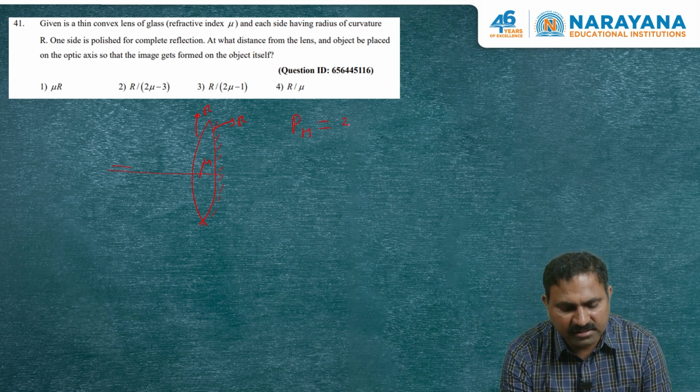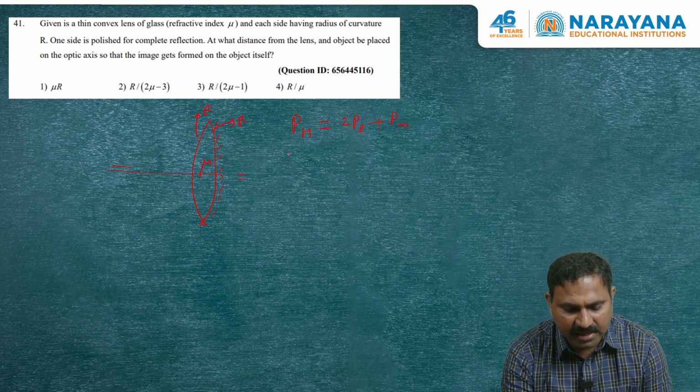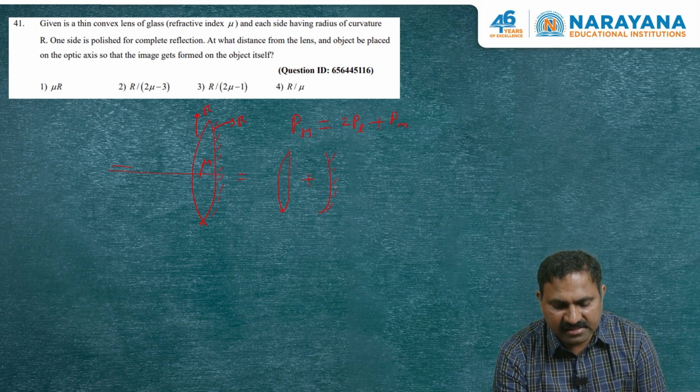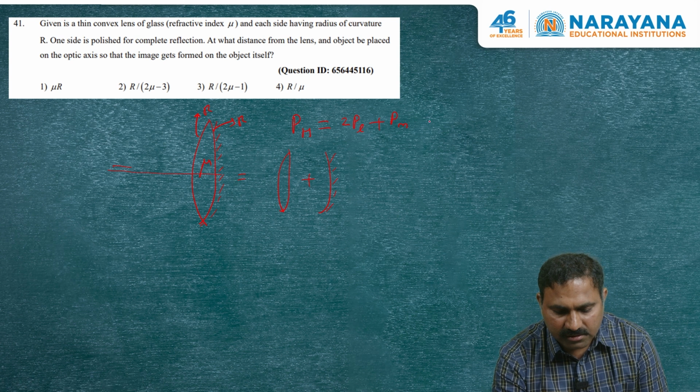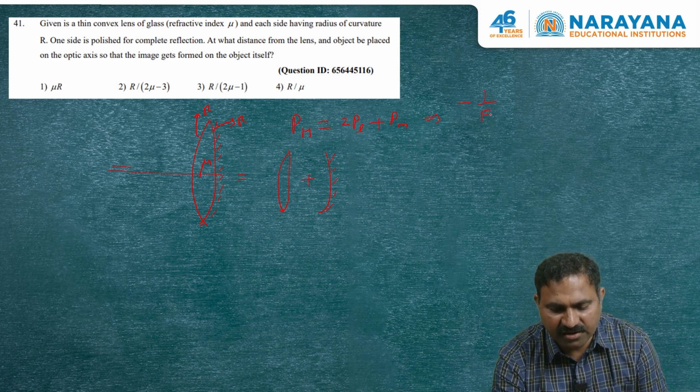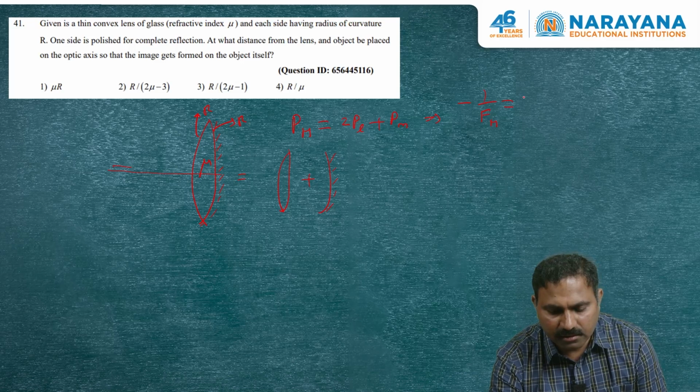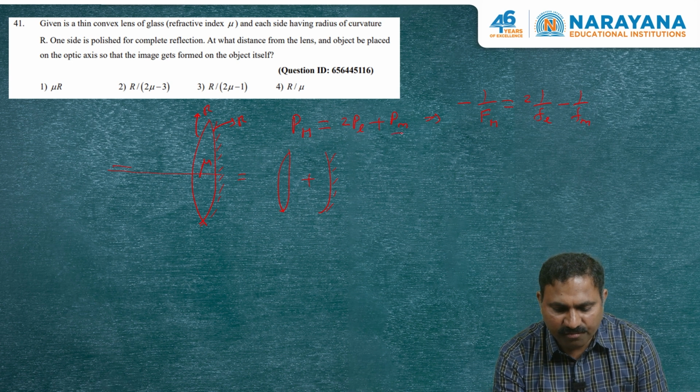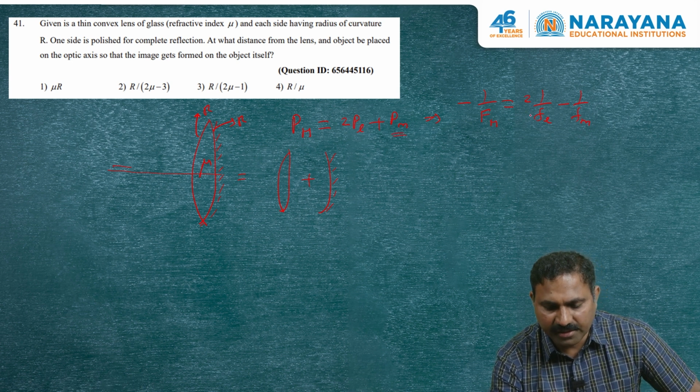Power of mirror in this case can be written as 2 times of power of lens plus power of mirror, because this combination can be taken as equivalent to combination of convex lens and concave mirror. So this can be rewritten as minus 1 by focal length of mirror equals 2 times of 1 by focal length of lens minus 1 by focal length of mirror.